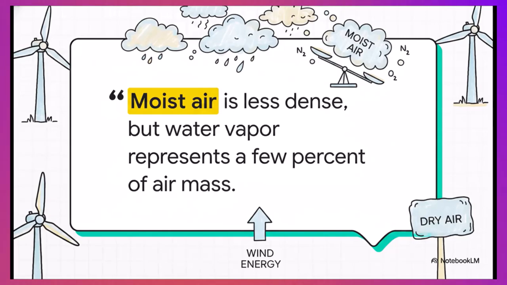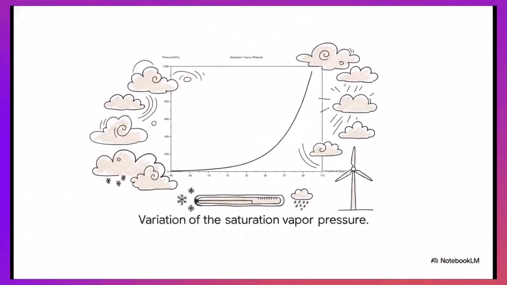Intuitively, we always think of humid days as feeling super heavy, right? But water vapor molecules are actually lighter than the nitrogen and oxygen molecules they replace in the atmosphere. The thing is, water vapor makes up a tiny fraction of total air mass, so the overall effect isn't massive. Still, to be scientifically accurate and calculate moist air density, we have to find the saturation vapor pressure.